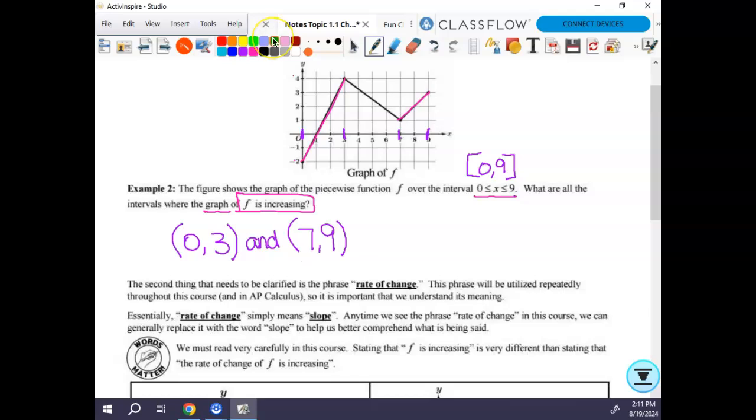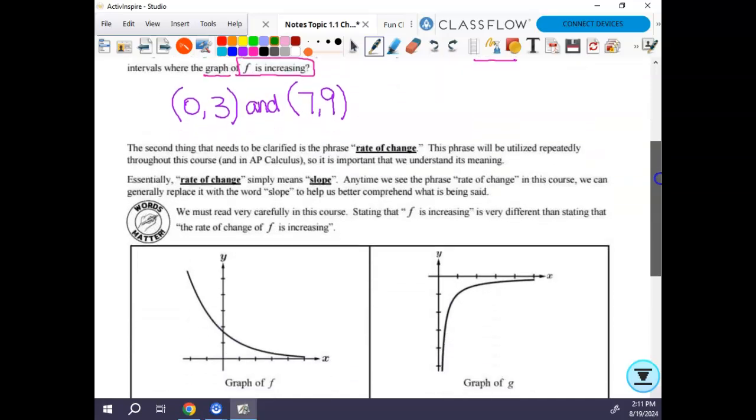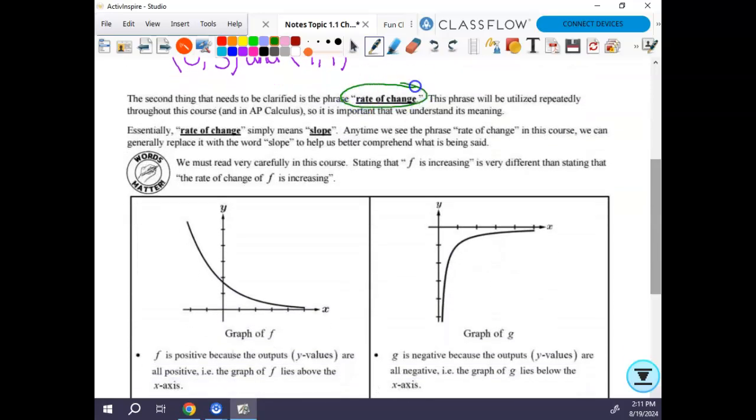Okie dokie. So the second thing that needs to be clarified is the phrase rate of change. This phrase will be utilized repeatedly throughout this course, and in calculus we talk about rate of change a lot. Essentially, rate of change is simply slope, which I think you understand. We've talked about that a few times, and I think your teachers have done a good job of forcing that into your brain. So anytime you see rate of change, you can just replace it with the word slope to make sense of it. Don't think that it has to be complicated. It's just slope. I've been in slope forever. I can make sense of this, right?